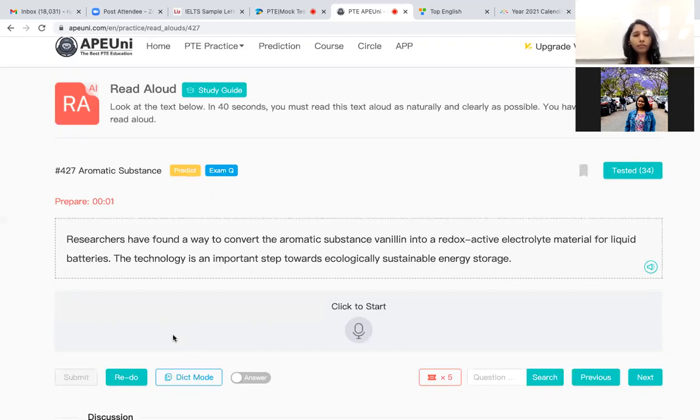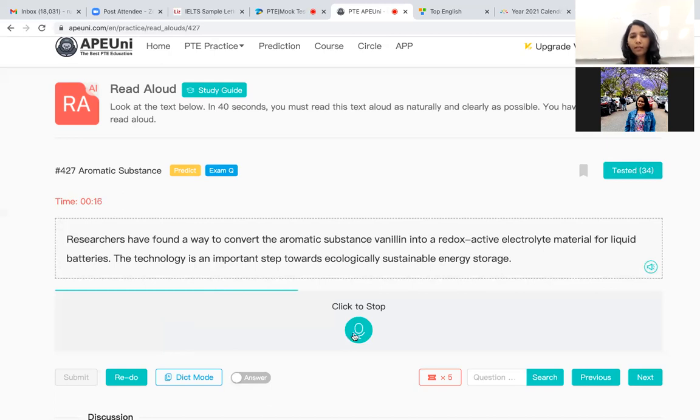Most of it is short. Researchers have found a way to convert the aromatic substance vanillin into redox active electrolyte material for liquid batteries. The technology is an important step toward ecologically sustainable energy storage.